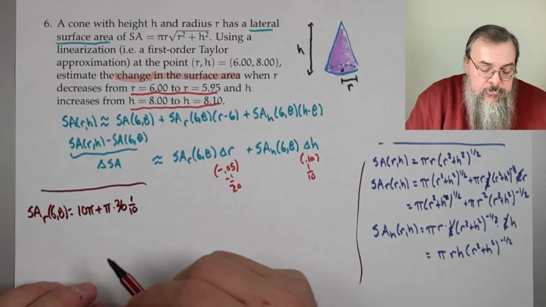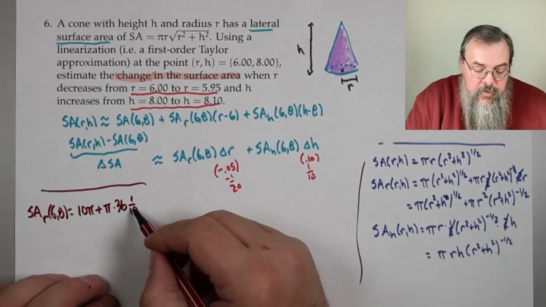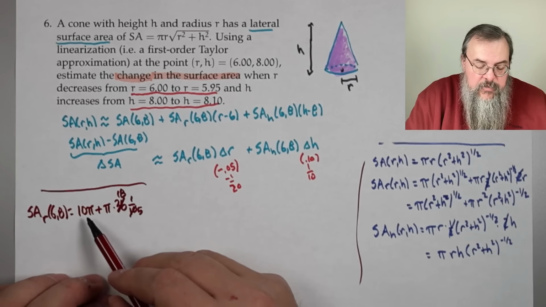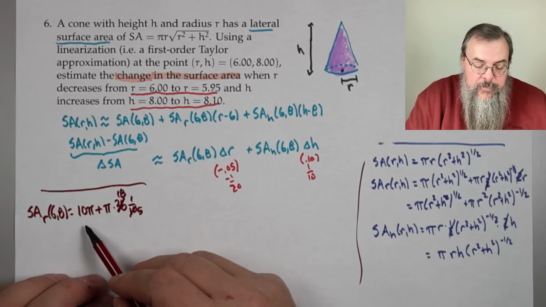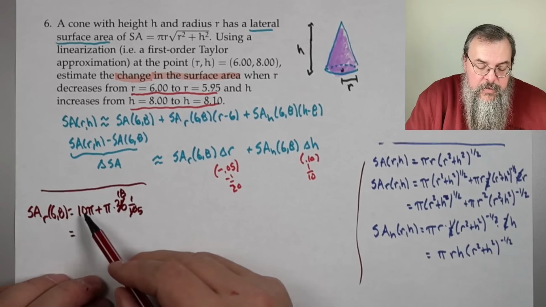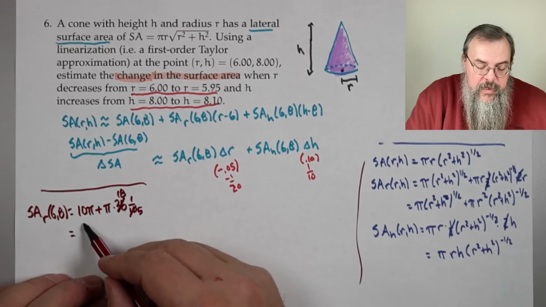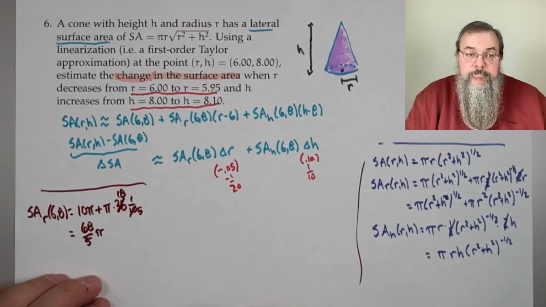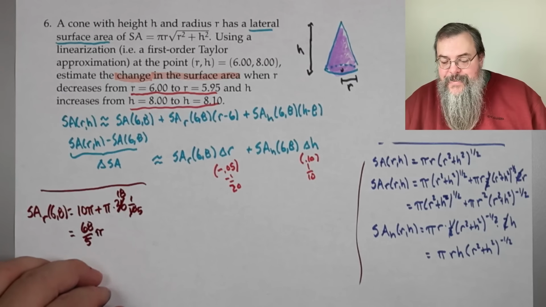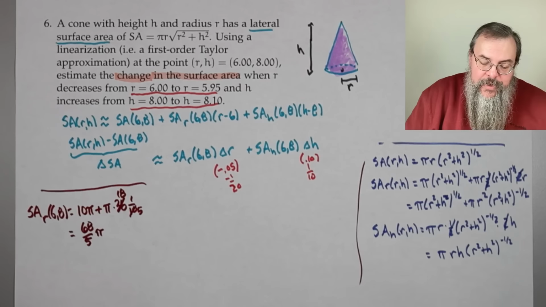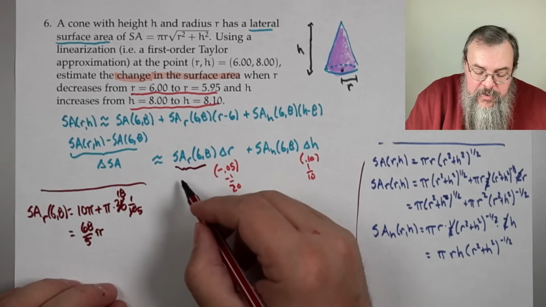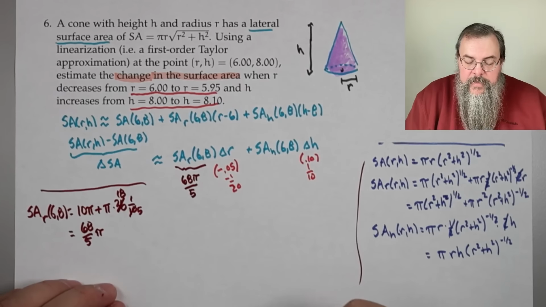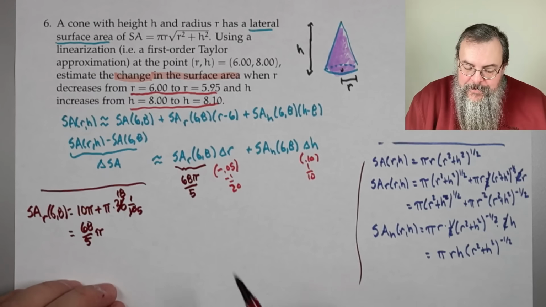Well, 36, I can divide by 18. Then I can think of 10 as 50 over 5. So this would be 50 over 5 plus 18 over 5 makes 68 over 5 pi. Okay, so that's SA sub r at our point. So that goes here. So this is 68 pi over 5. All right, we'll come back and revisit these pieces.